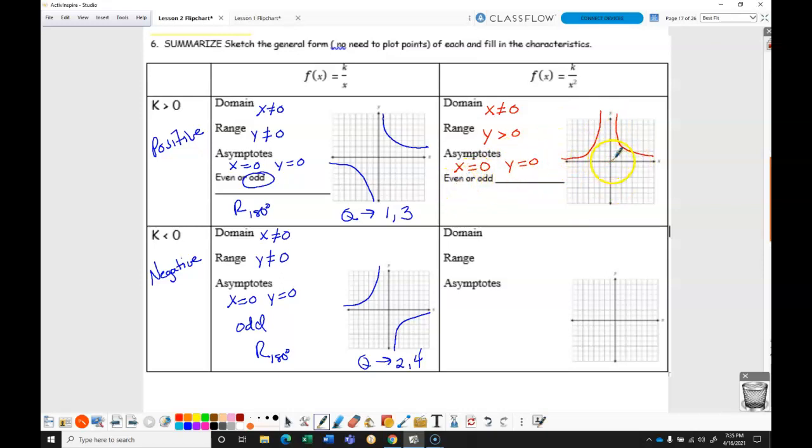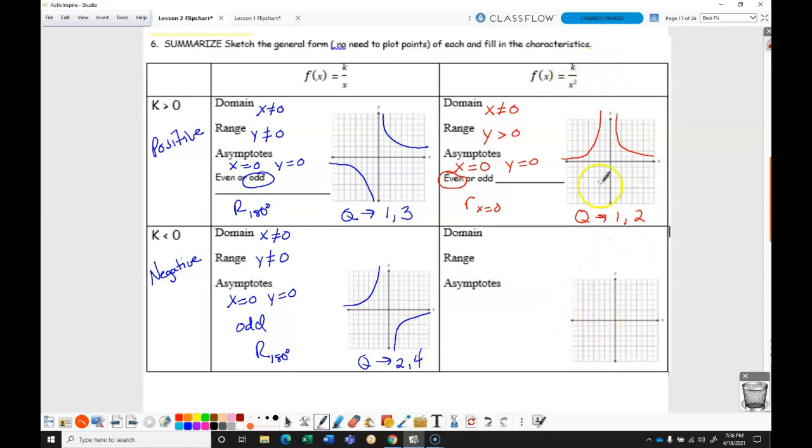Now, it's not odd because it doesn't have rotation symmetry, but it is even. We're still going to say that we're using this origin because it centers the branches, and it has that reflection symmetry over the line x equals 0. So it is even, and it is in quadrants 1 and 2.